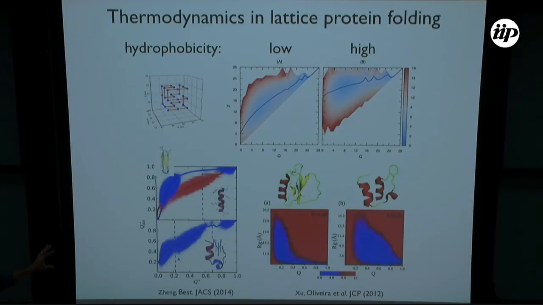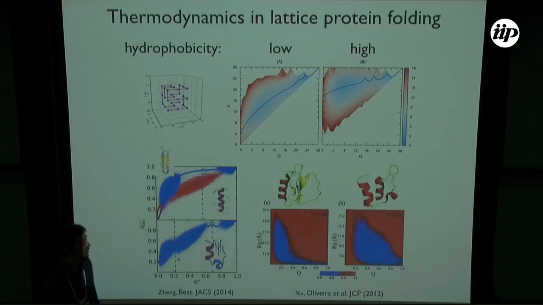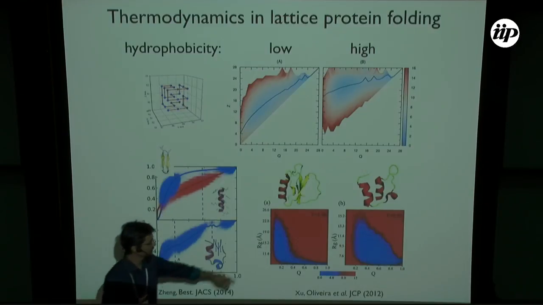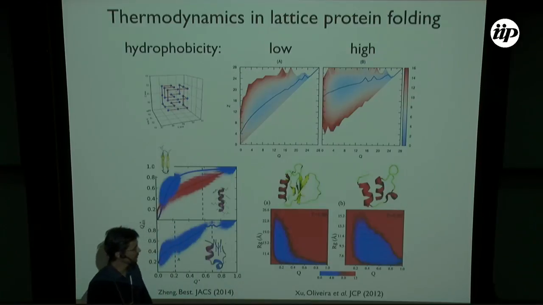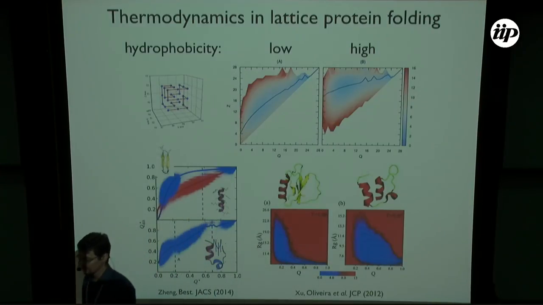So here are two different sets of simulations. One is from Robert Best's group, with all-atom simulations of the beta hairpin and the helical protein. And you can see the same trends here for both of them when comparing the hydrophobicity cases. And this is one of our simulations for two-state proteins and downhill proteins, where we have this same mechanism.